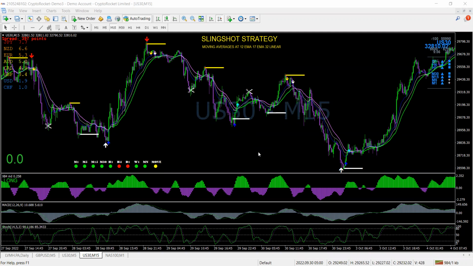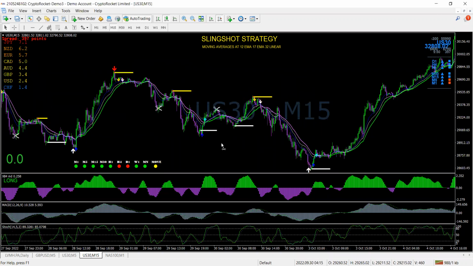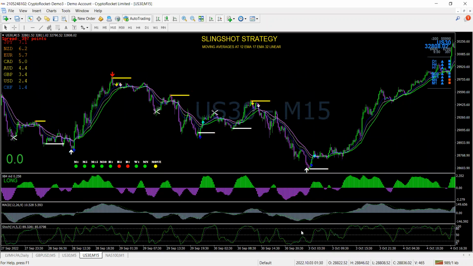Okay, in this tutorial, I'm going to be introducing the Slingshot strategy template to you guys. We're going to be going over the moving averages and indicators that make up this template. I'm going to be showing you how we use the three indicators here at the bottom that actually make up Slingshot to see change in momentum in our area of interest.